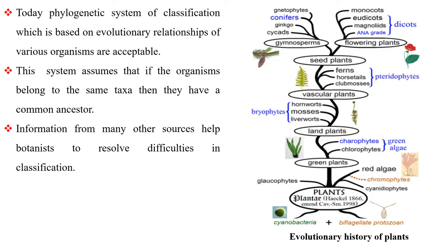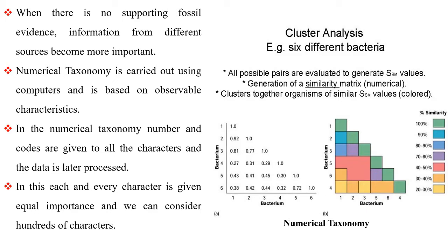Information from many other sources help botanists to resolve difficulties in classification. When there is no supporting fossil evidence, information from different sources become more important. Numerical taxonomy is carried out using computers and is based on observable characteristics. In numerical taxonomy, numbers and codes are given to all the characters and the data is later processed. In this, each and every character is given equal importance and we consider hundreds of characters.